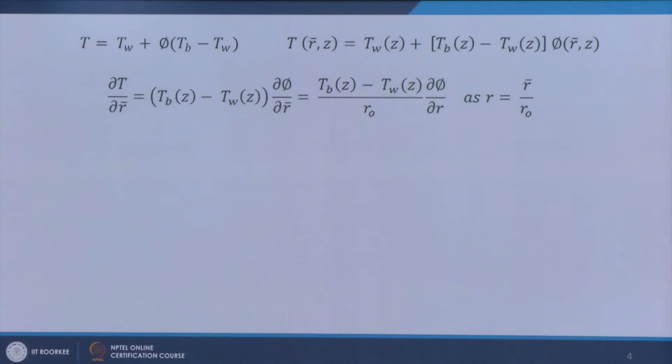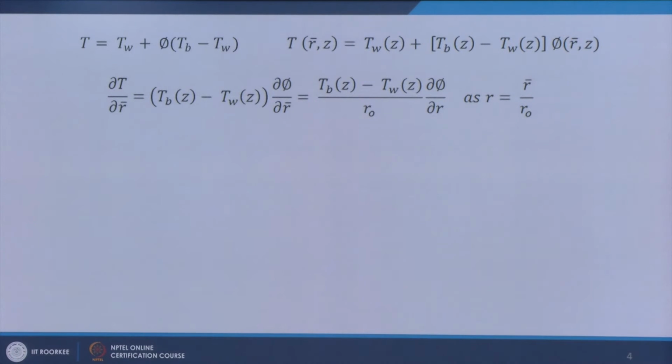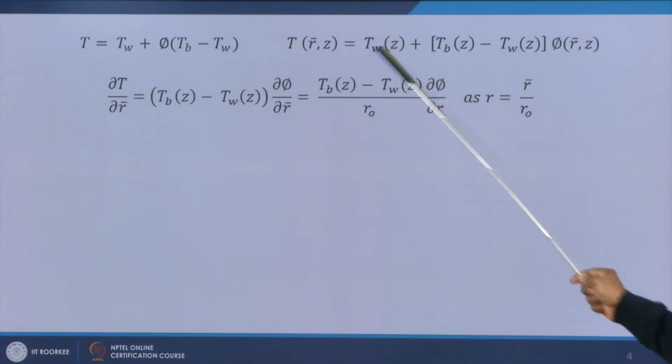if we go for the derivative with respect to r first, this is a function of z, so we need not do anything, this will also be constant, this is not a function of r. Here it will be only the derivative. So only this remains constant and this becomes del phi del r. And now if we put r equals r bar by r naught, then this r bar needs to be transferred to r with a 1 by r naught multiplier with this term. So del T del r bar becomes this one.